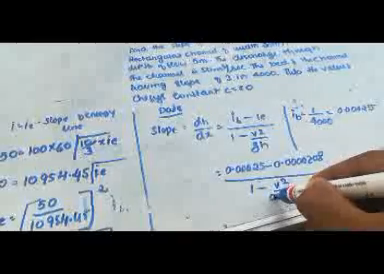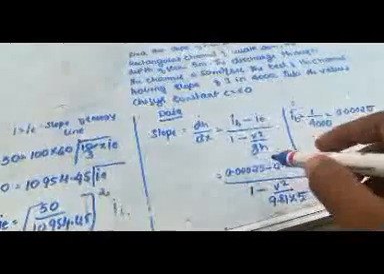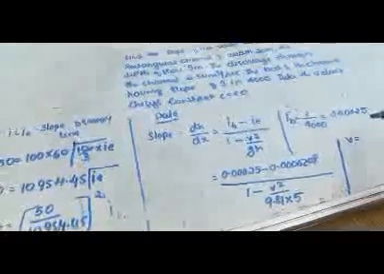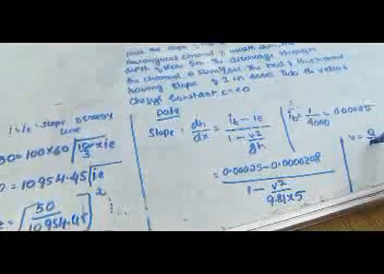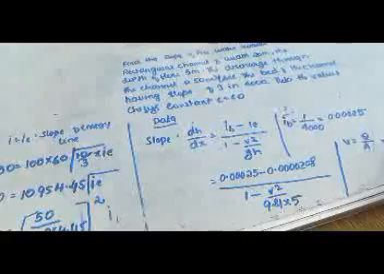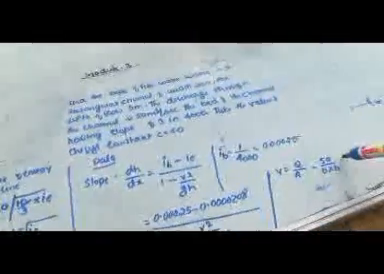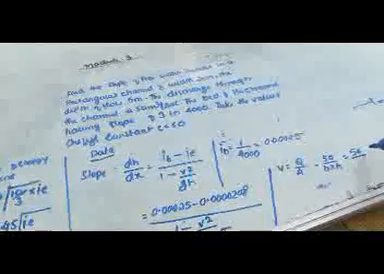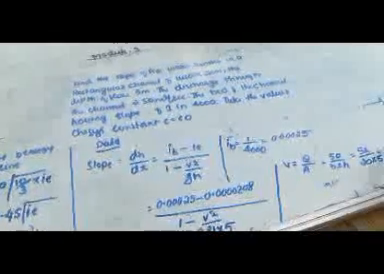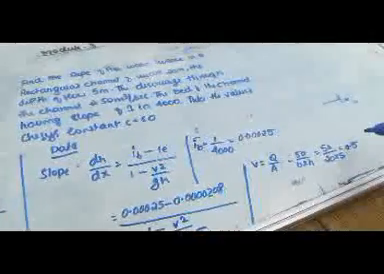V square by gH. G is equal to 9.81 and H is equal to 5. So V is equal to Q by A, so that is 50 divided by B into H. 50 divided by 20 into 5 is equal to 0.5.